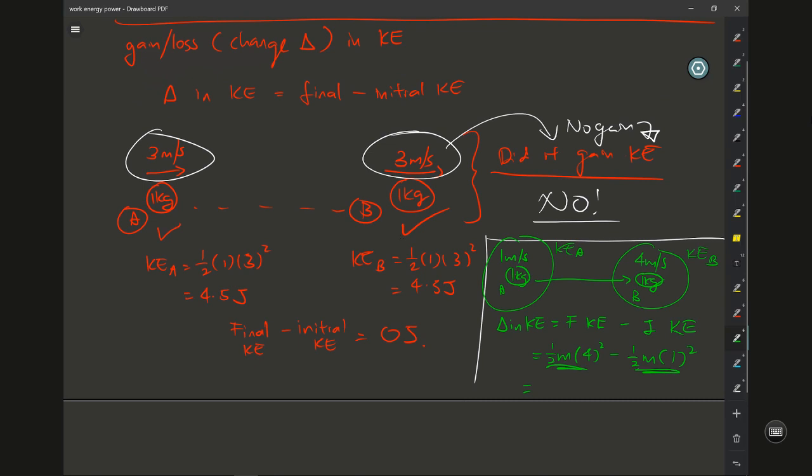So following this working, since the mass is 1 kg, we have half times 16 minus 1 times half. That will give us 7 joules.